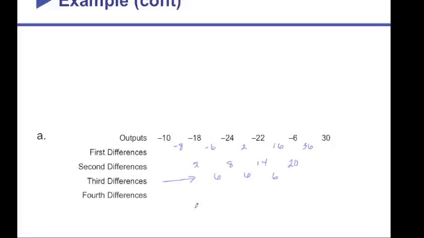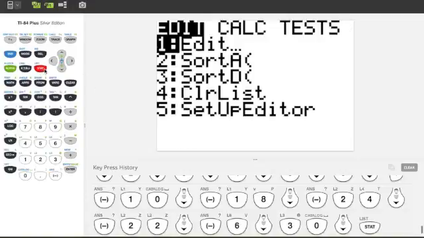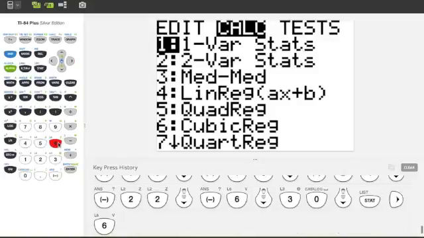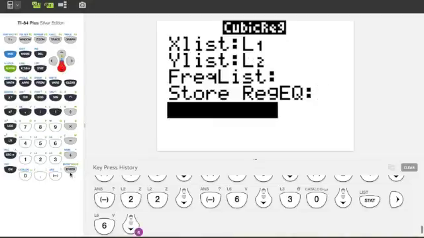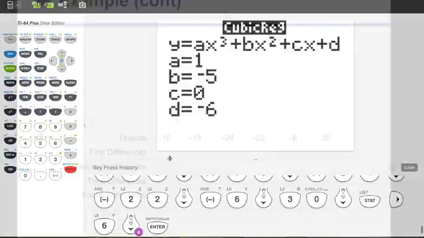We'll go to our calculator to find that function. And I'm really not too concerned about what this graph looks like, so I'm just going to go straight to Stat, Calc. I know it's a cubic function, so I'll do 6. And I'm not even going to worry about the graph. I'm going to enter that. So y equals 1x cubed minus 5x squared plus 0x minus 6.